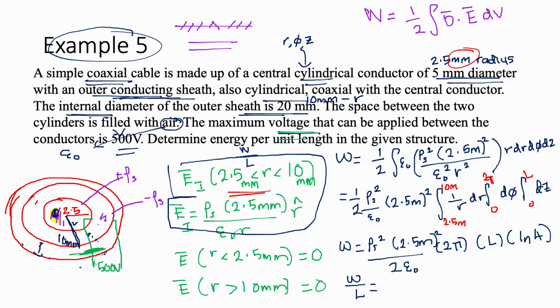W per L, because we need energy per unit length. So it will become rho s squared, 2.5 milli squared, don't forget to write the milli, over epsilon naught ln 4 in joule per meter. So you will get this answer. Please simplify this.